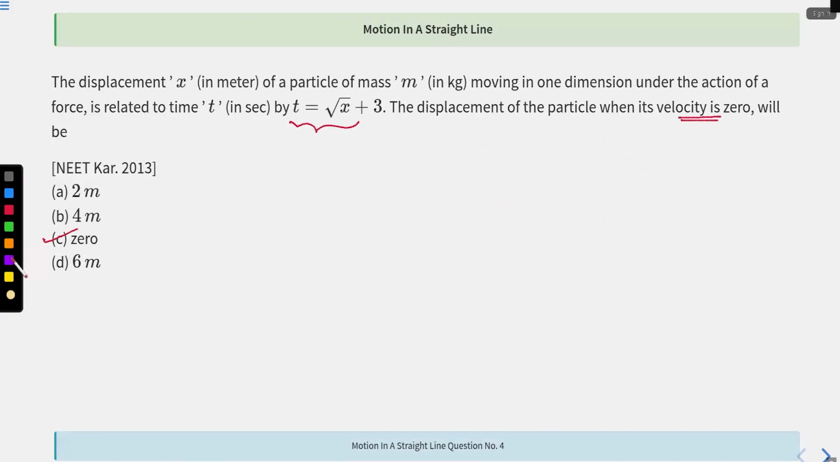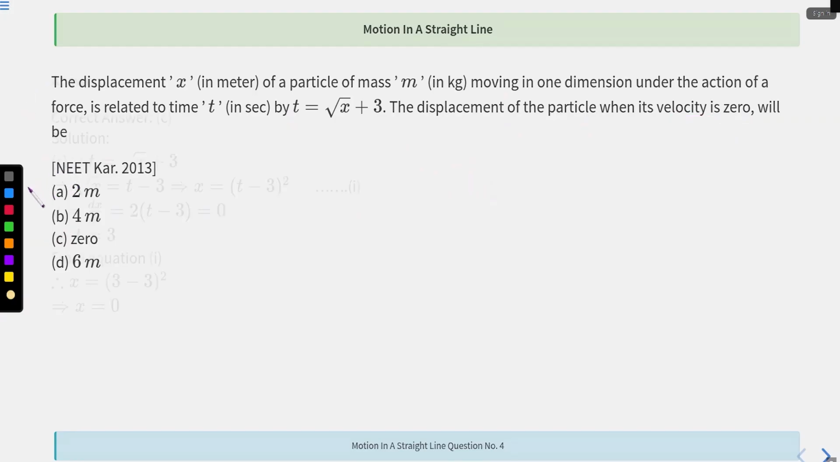I'll tell you why. Because they have mentioned that the displacement of the particle is to be calculated when the velocity is 0. If the velocity is 0, the particle is not going to travel at all, which directly tells us that the particle is initially at rest. So they are asking what is the displacement of that specific particle when it is at rest. It is already 0. So if you have a bit of intuitive skill, you can directly take option C and move to the next question.